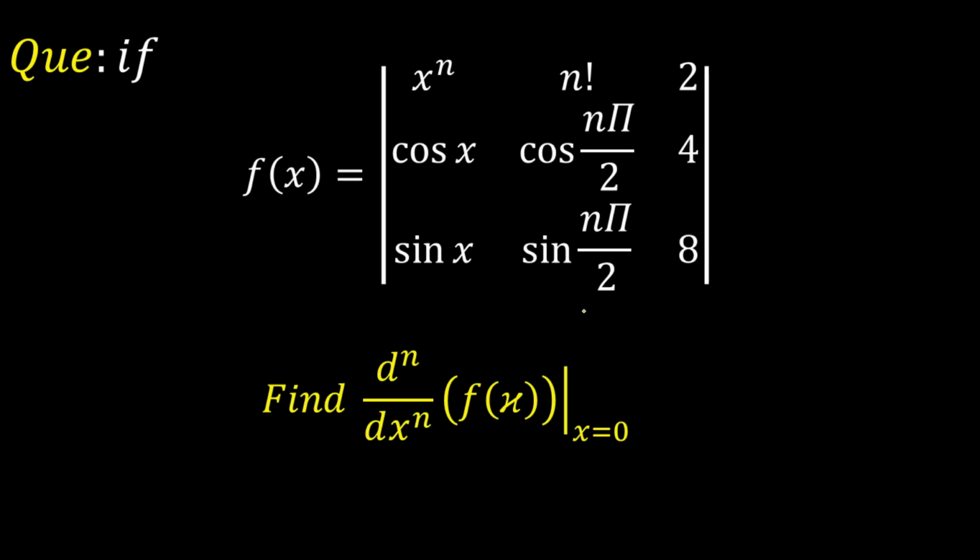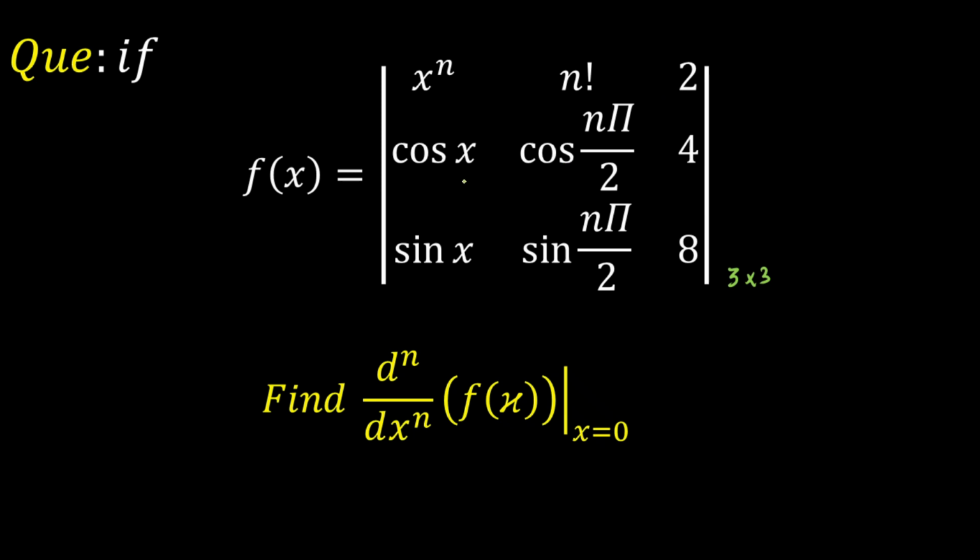Hello everyone. So today we're going to look at a question from method of differentiation. Now the question is, if f of x is given as a function, it is given in the form of a 3 cross 3 determinant, as you can see. Now the first row is x to the power of n, factorial n, 2.